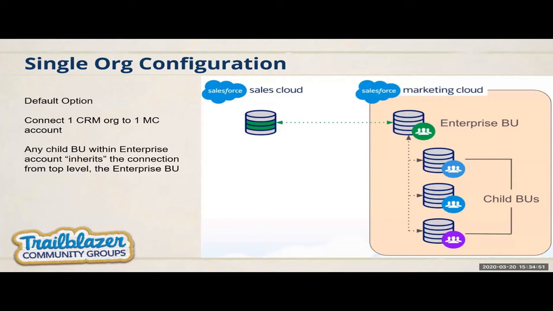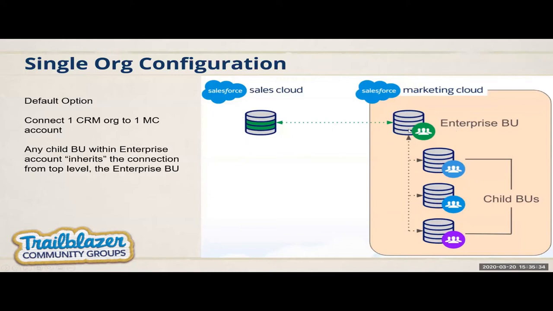Now, if you are looking at single org configuration, what that means is you can connect one CRM org to one Marketing Cloud instance, right? This is mostly the usual default way that CRM connections are done, and it actually connects on the enterprise level. Any data that you share with the enterprise level is inherited and shared down. For instance, if you have synchronized data coming in, which we will look at later, it doesn't get created at the child BU directly. Rather, you will see a copy of that being replicated in the child BUs. Primarily, everything is happening on the enterprise BU level.